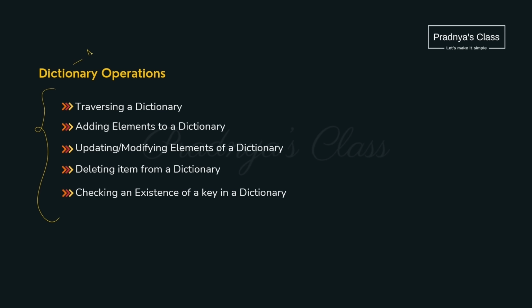Here is a list of operations that we can perform on a dictionary. As a dictionary is mutable, we can add an element to it, we can update and modify, and we can even delete an item from the dictionary. Along with that, we know we can traverse the dictionary.